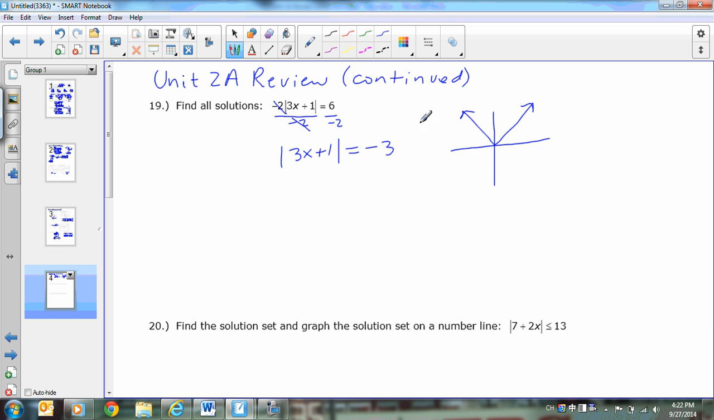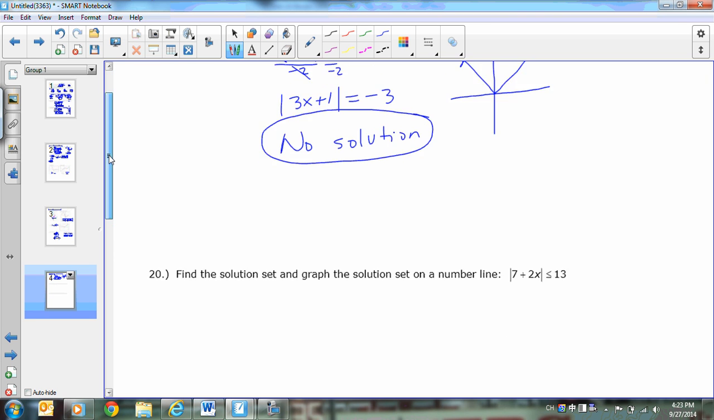Okay, so there's never going to be an x that I can multiply by 3, add 1 to, take the absolute value of, and get an answer or an output of -3. That can't happen. So at this point, you can stop your work and just simply say there is no solution because the output cannot be negative. All right, no solution. Okay, let's move on to number 20, which is an absolute value inequality.